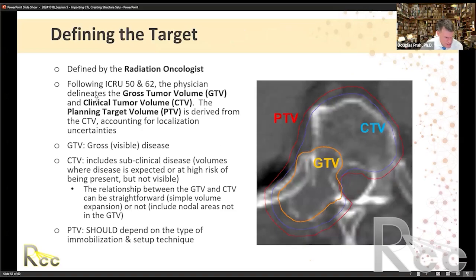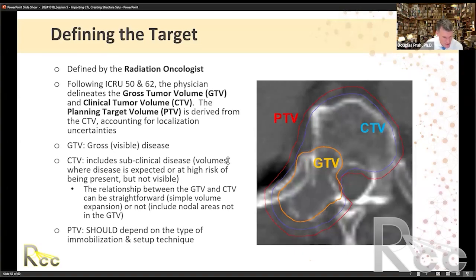In the case of a target, we follow two definitions. ICRU is older, and it's been recently updated to 62. Basically, the big update in there is the addition of the ITV that includes some motion. But typically your GTV, the gross tumor volume or gross visible disease, is where you can actually see the disease on the CT scan. The CTV is going to include what we call subclinical disease.